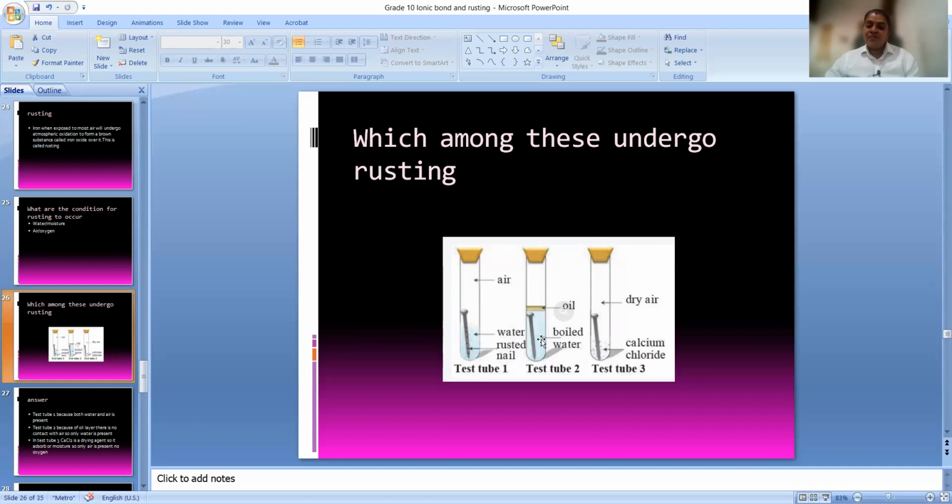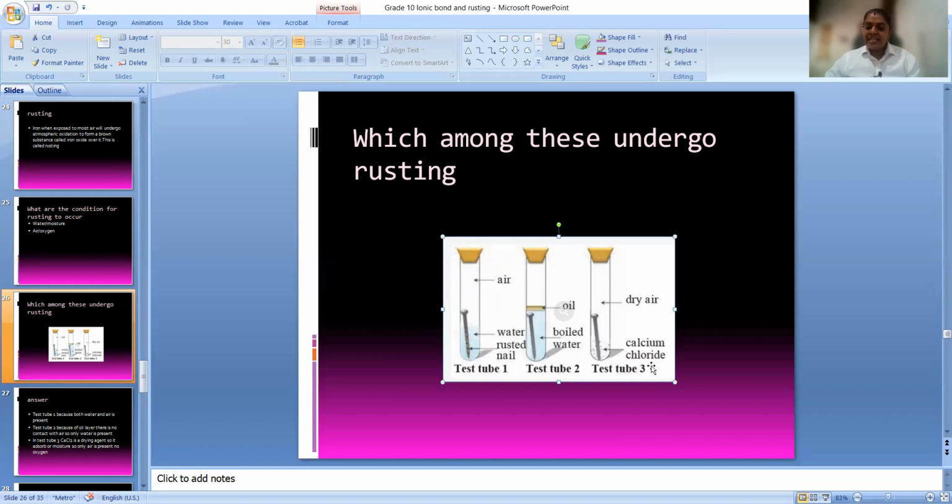Rust. And if you see the boiled water, all the dissolved oxygen will be eliminated by boiling the water. Okay. And if you put oil, there will not be any contact between the nail and the air. So what will happen? The nail is not going to get air or oxygen, so rusting will not take place there. Okay. Only water is available.